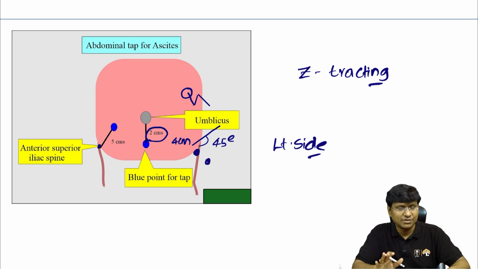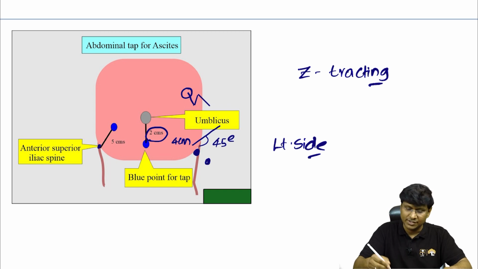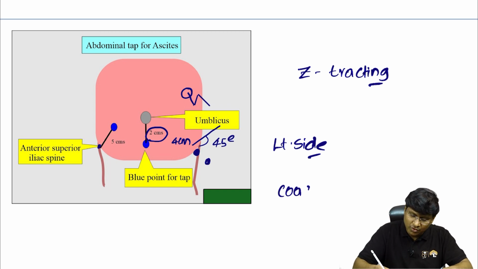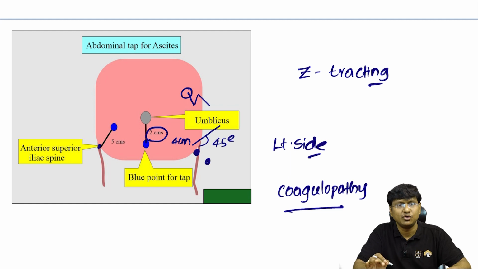So that is about abdominal paracentesis. What is the contraindication for abdominal paracentesis? If there is coagulopathy, it is a relative contraindication. So this completes the discussion of ascites, the various methods of detection, the various types of ascites, then examination findings, and finally treatment.